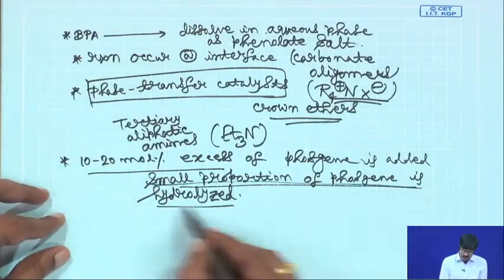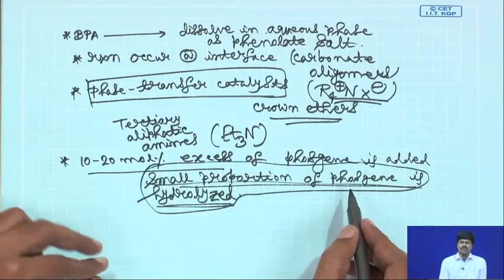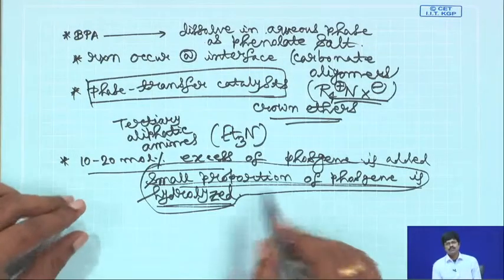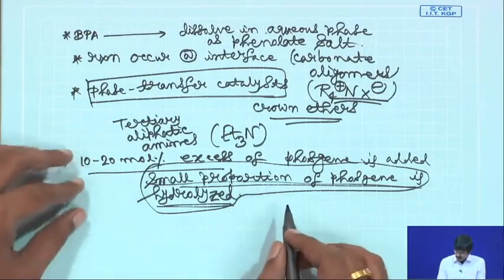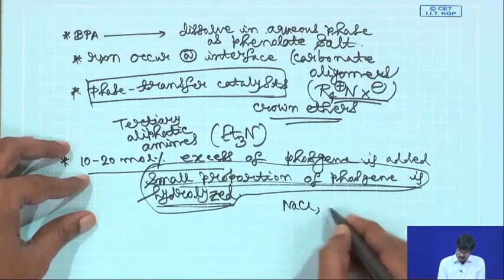So, a small proportion of phosgene will be hydrolyzed. In order for enough phosgene to remain to react with your bisphenolate ion, you use 10 to 20 mole% of excess, and of course, the hydrolysis products are sodium chloride and sodium carbonate.